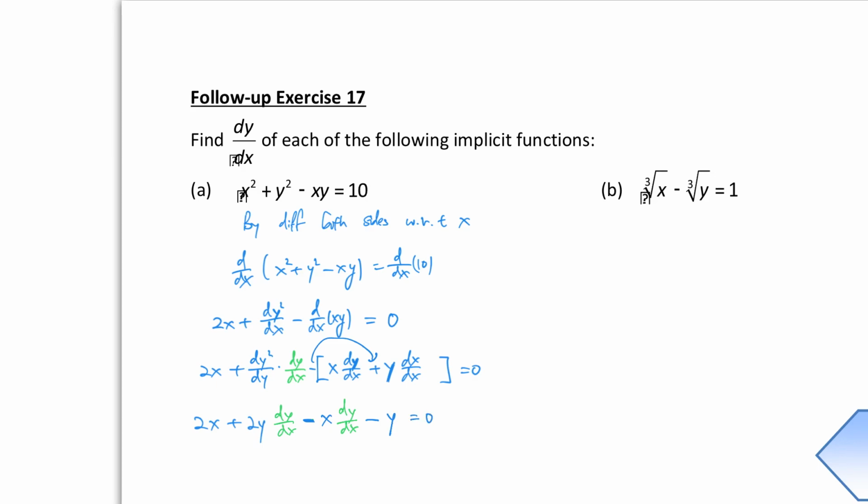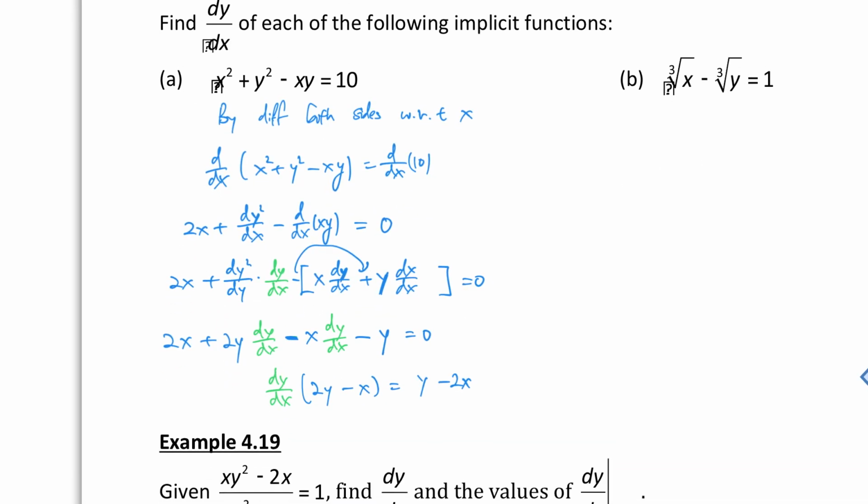And then on the left hand side, take out dy over dx, keep 2y minus x, and plus y on both sides, minus 2x. So the last one, dy over dx is equal to y minus 2x over 2y minus x. Okay, any questions so far? If you cannot follow, maybe we can discuss more during our lesson.